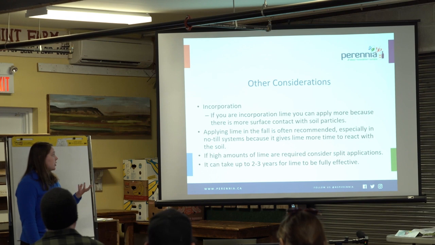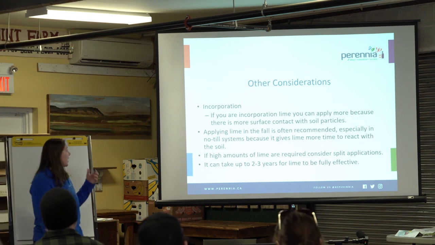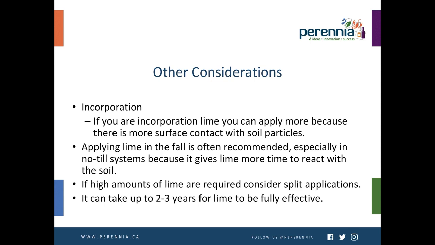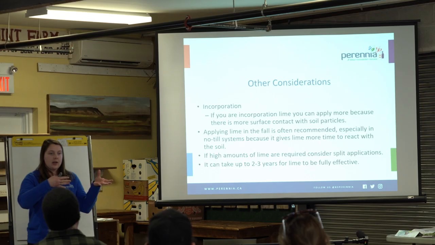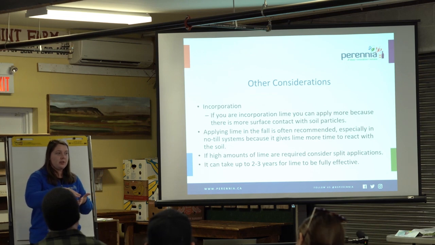So other considerations when you're looking at liming and nutrient management planning is if you incorporate lime, it's faster acting because it interacts with the soil particles. The more surface area it can hit, the faster acting it will be. If you're not incorporating lime, it can take up to 2 to 3 years for it to be fully effective, and this is often based on your soil properties and where your pH started. So if you have a lower pH, typically you'll see a spike in increase, but again, that depends on your physical soil properties like texture.